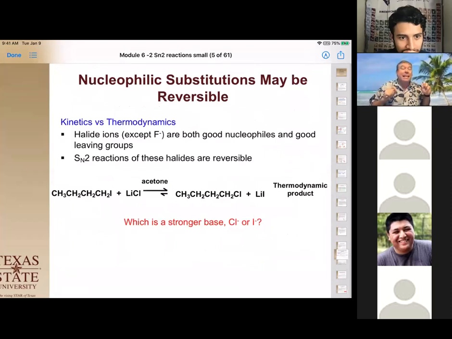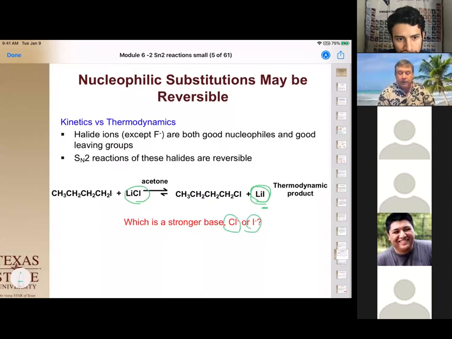Nucleophilic substitutions can be reversible if we're looking at our kinetics versus their thermodynamics. And what we're really looking for is, in the product of the reaction, what is the stronger base? In this case, we have the iodine ion here versus the chloride ion here. So if we think about it, this chloride is actually the stronger base because it's the weaker acid, and therefore it's shifted in this direction. But there is an opportunity for it to go back.